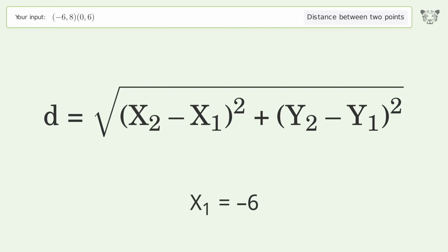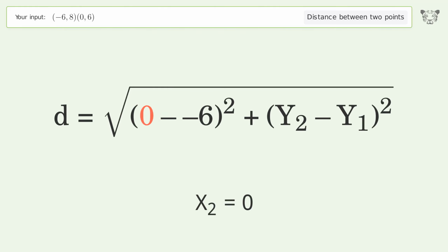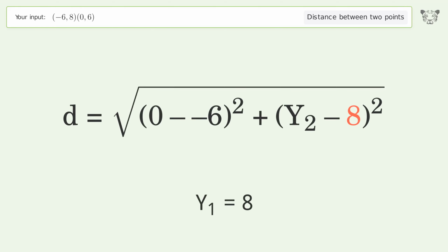x1 equals -6. x2 equals 0. y1 equals 8. y2 equals 6.